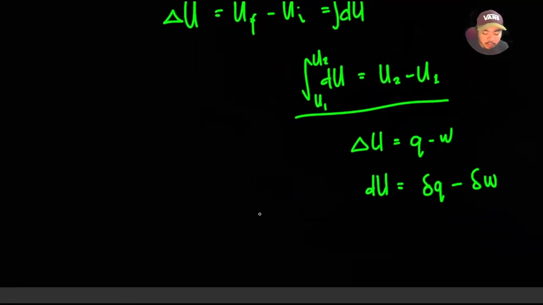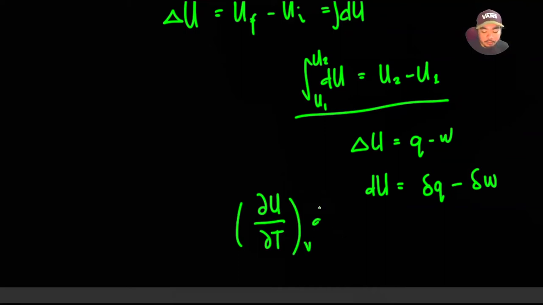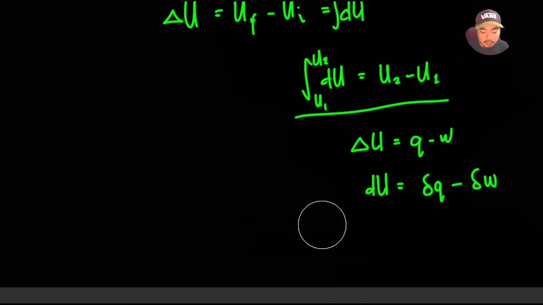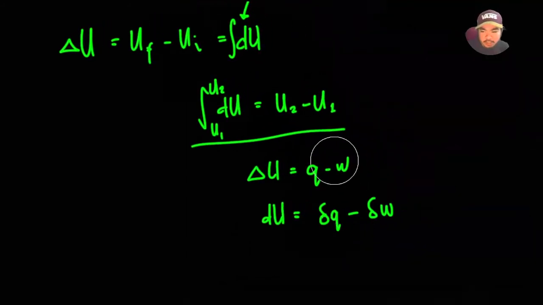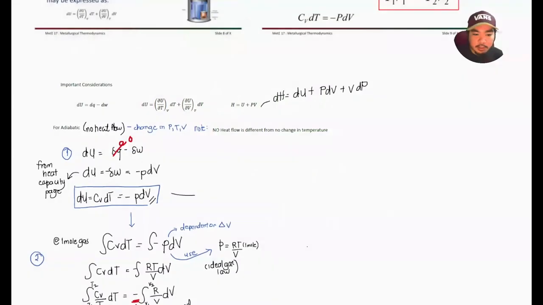Which is different from this one. This symbol indicates that this is a partial differential with respect to a certain other variable. So for example, you can have something like dU over dT. Okay? Hopefully this was discussed in one of your math classes. I'm not quite sure how in-depth the discussion in math is.